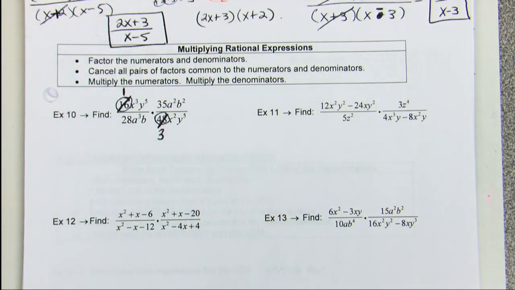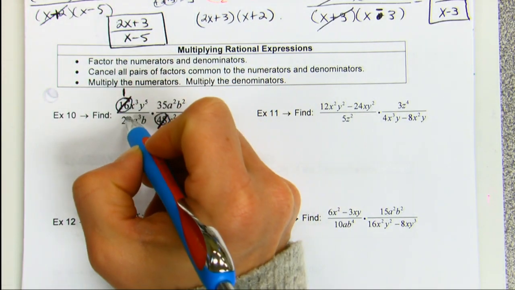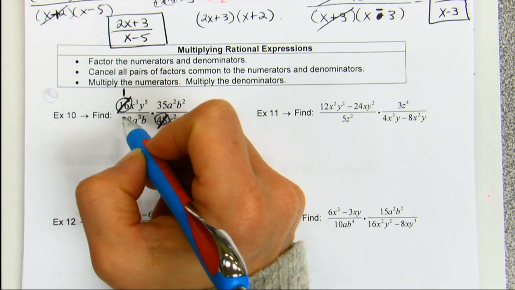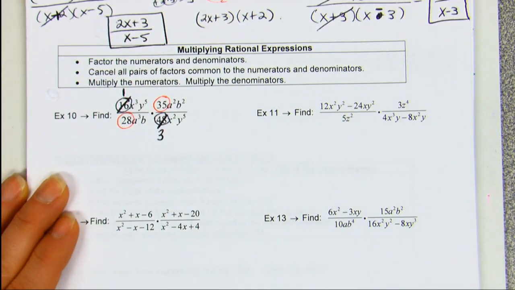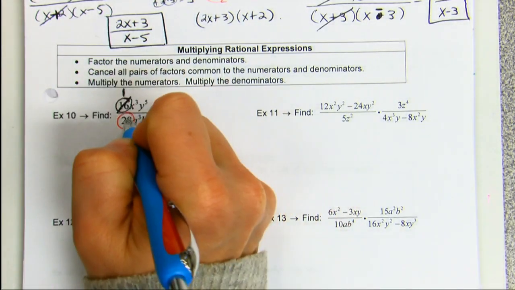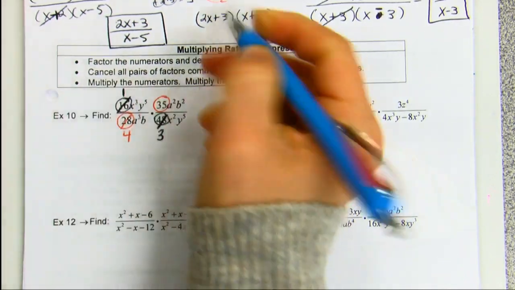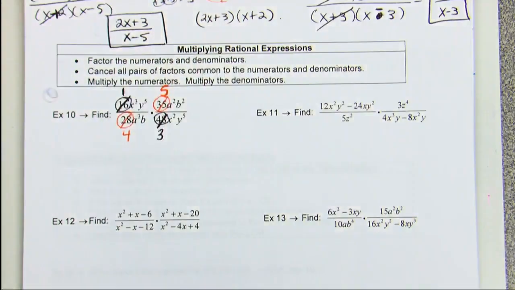And then I also noticed, on the 28 and 35, we can divide both of those by 7. So I like to circle them so you know those are the two I'm comparing, and I look and think, what can they be divided by? Can they be divided by a common number? And they can. 7 goes into 28 4 times, and 7 goes into 35 5 times.